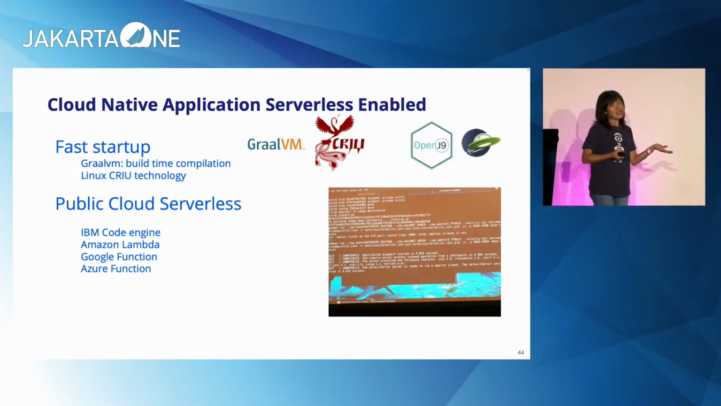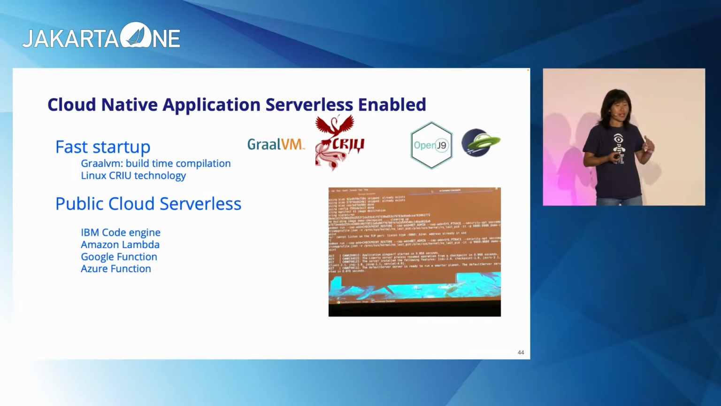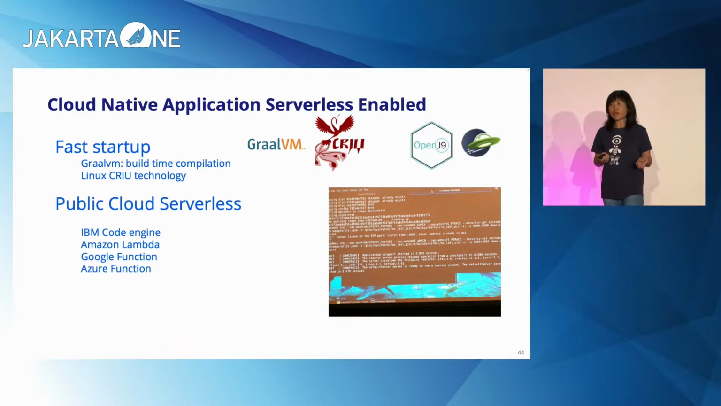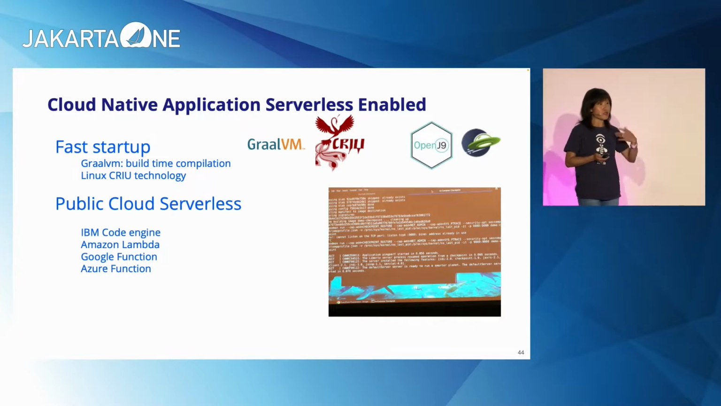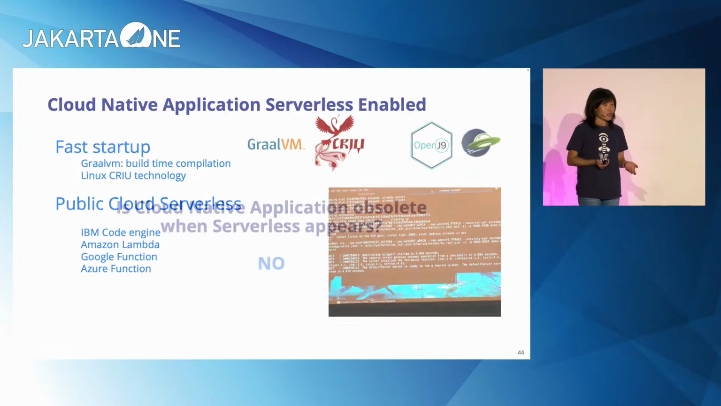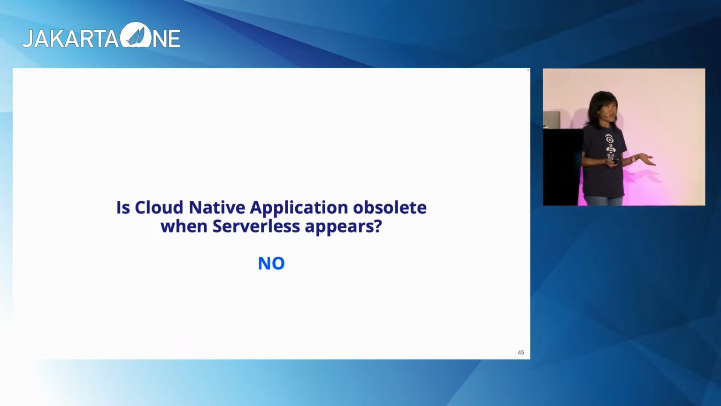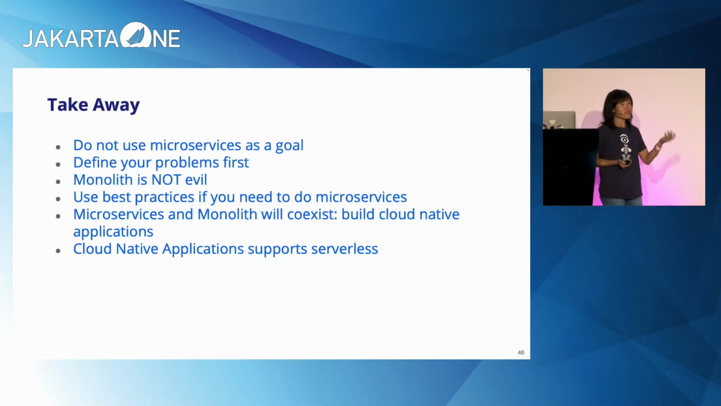The other thing is that there are a lot of public cloud service technologies, such as, I think yesterday you might have been to a Scale to Zero talk from Richard, like IBM Code Engine, Amazon Lambda, Google Function, Azure Function, and so on, all of which enable you to run serverless. So the simple answer: is the cloud-native application going to be obsolete for serverless? No, it's going to stay.